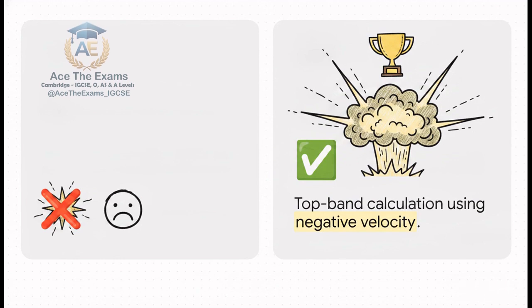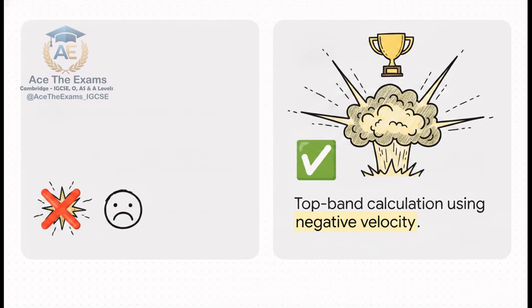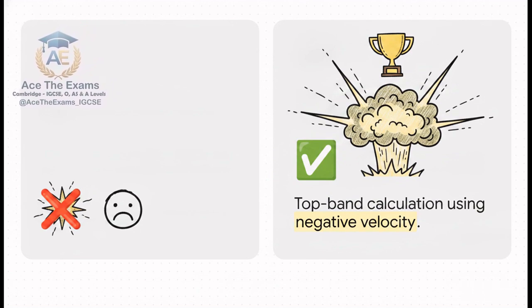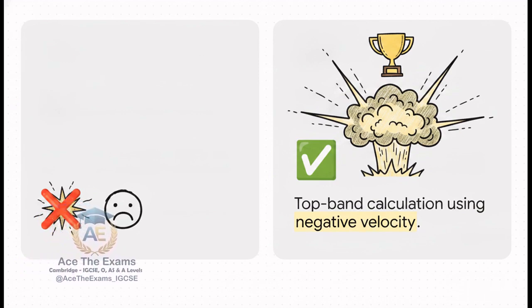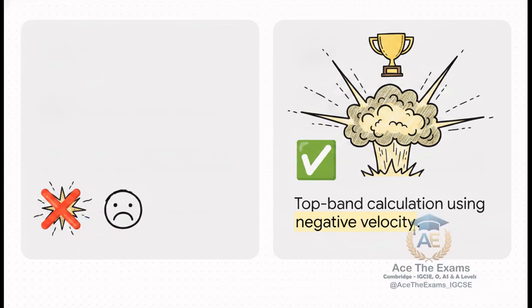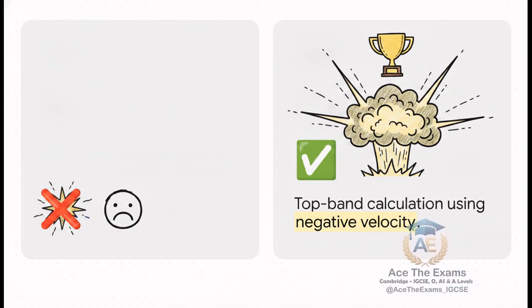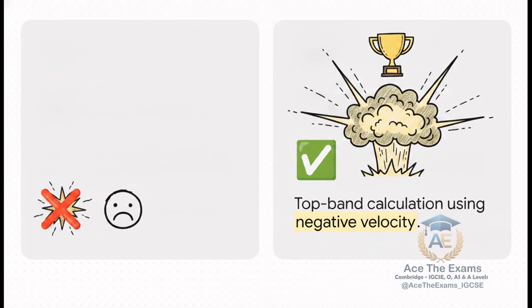Let's look at the examiner style correction using our framework. See how factoring in that negative velocity changes everything? The flawed calculation gave us 250, but the top band calculation? The final velocity v is negative 5. So the equation becomes 50 times 10 minus 50 times negative 5. And what happens? That double negative turns into an addition. 500 minus negative 250 actually equals an impulse of 750. By missing one tiny negative sign, that first answer was off by a huge margin. That right there is exactly how Cambridge tests if you really understand vectors.